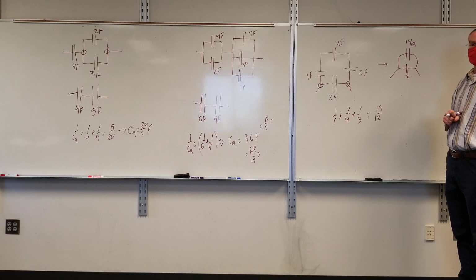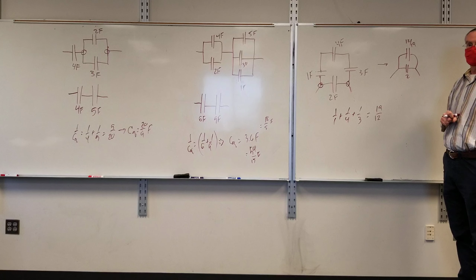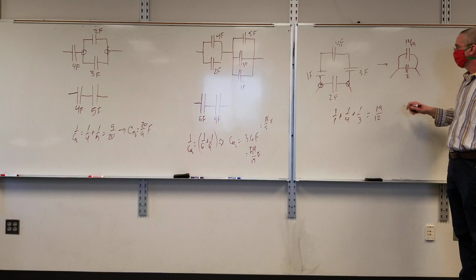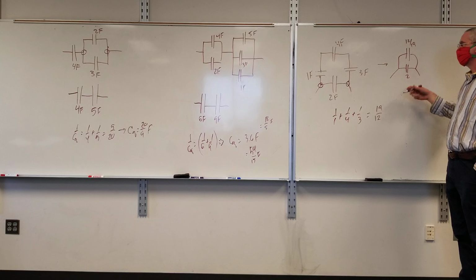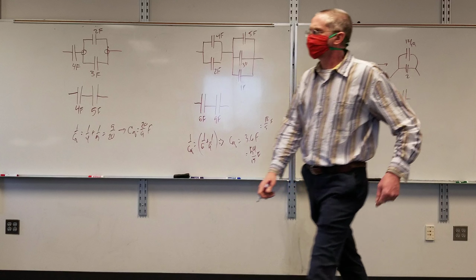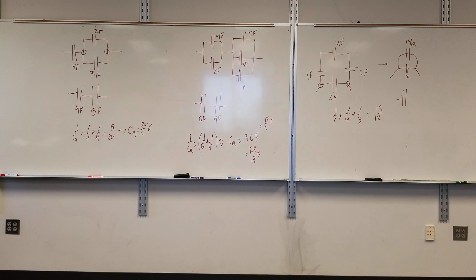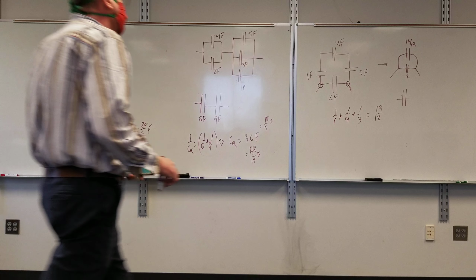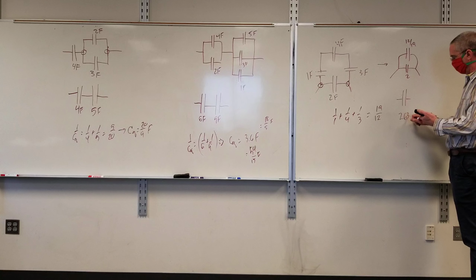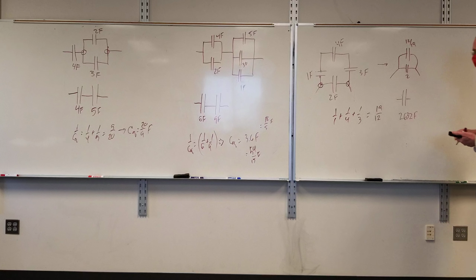Now what? It's in parallel because there's a junction. So you would just add the 2 and the 12 19ths. So 2 and 12 19ths, 24 19ths. You fans of fractions. So 2.632 farads.